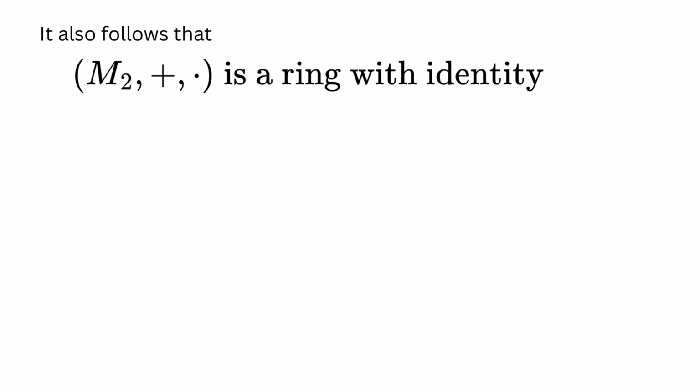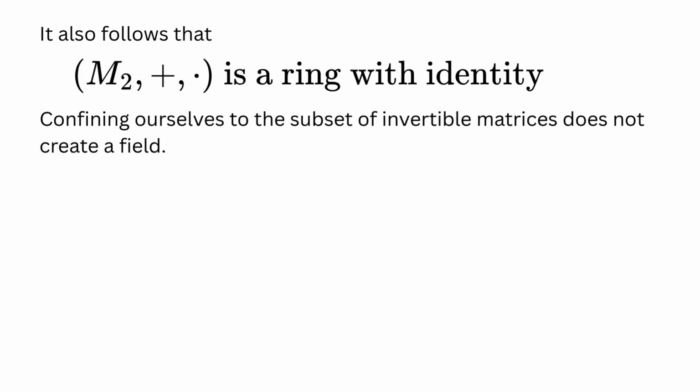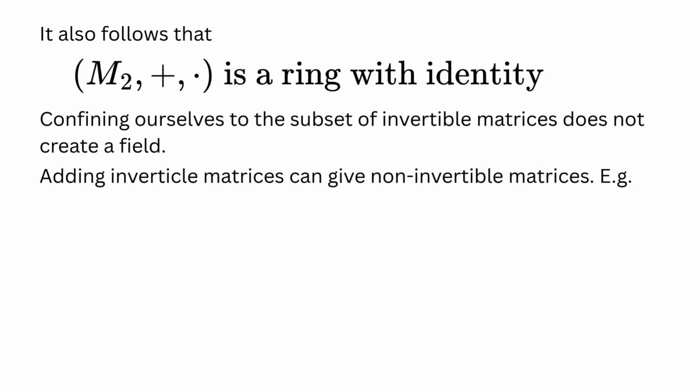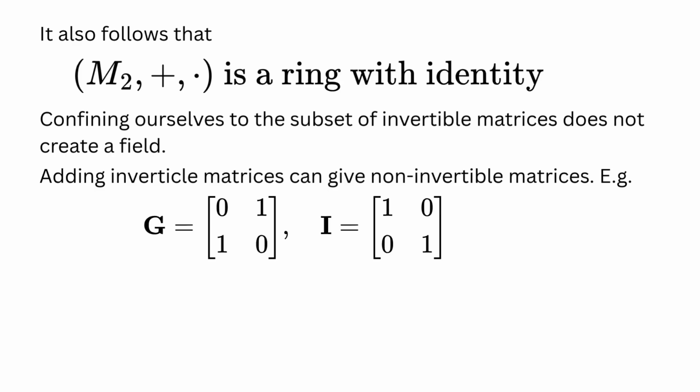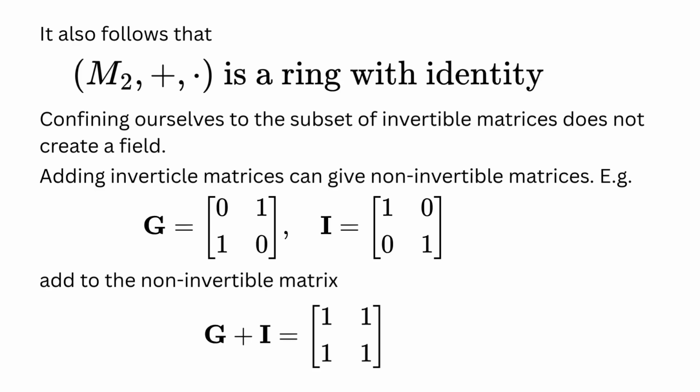You may ask, what about if we confine ourselves to the subset of the invertible matrices? Unfortunately, this fails to create a field too, since the operation of matrix addition is not closed anymore. For example, the invertible matrices G and I shown on screen add to a non-invertible matrix.